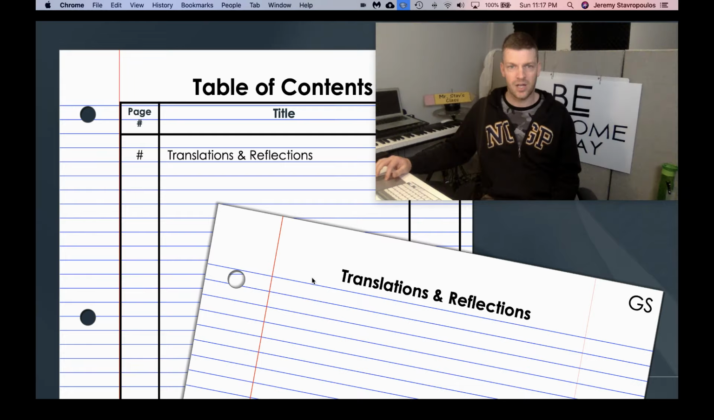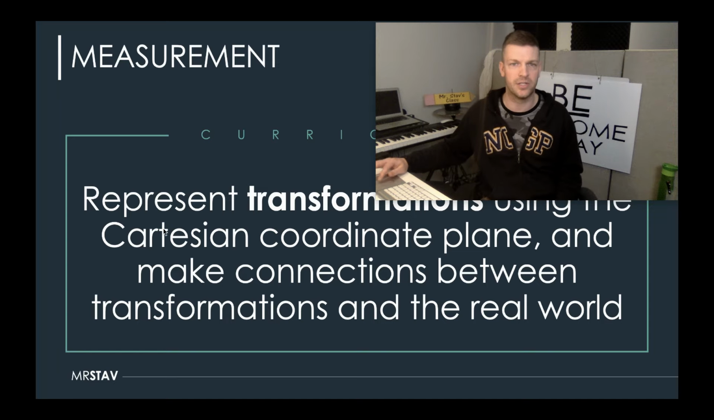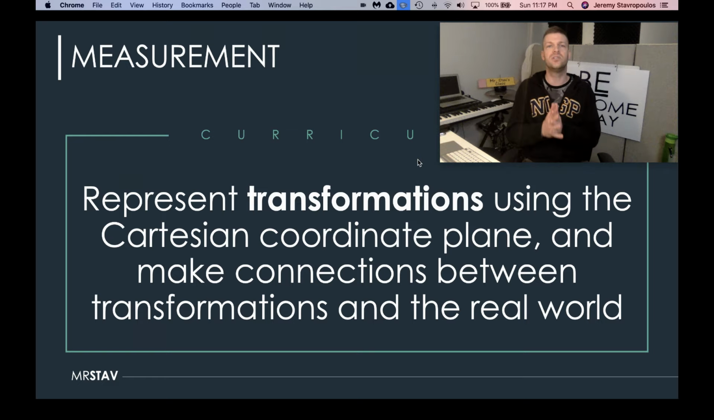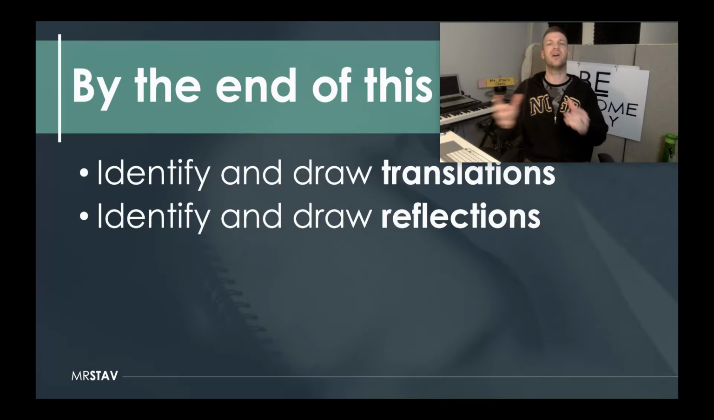According to the curriculum, you are going to need to be able to represent transformations, and we'll talk about that word, using the Cartesian coordinate plane and make connections between transformations and the real world. Specifically in grade 8, you need to be able to identify and draw translations and reflections.